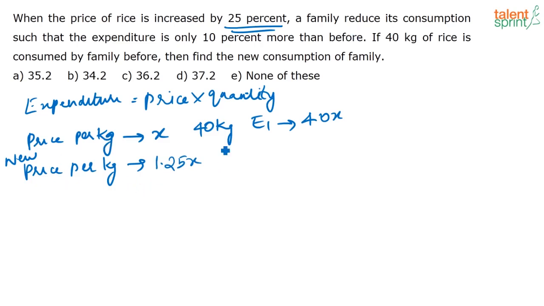So this is the new price per kg, and what is happening? They are reducing the consumption. Okay, they are reducing the consumption means what is happening? Earlier they were buying 40 kg, now they are only buying less than 40 kg. We don't know how much that is, so let us assume that they are buying y kg.